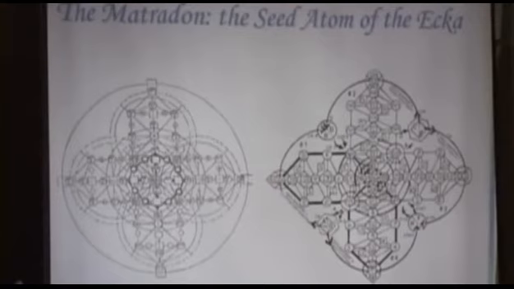So you could say the matrodon is like the cell of a human being at conception that becomes the fully manifested form by going through the accretion process, the frequency drawing in process of the time cycles.